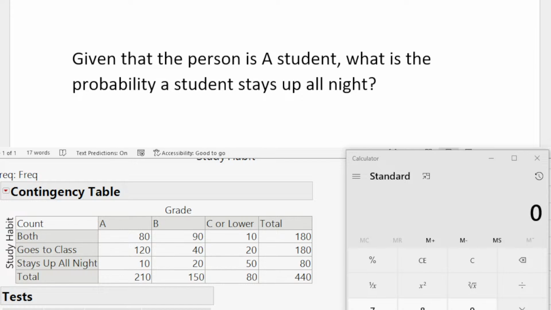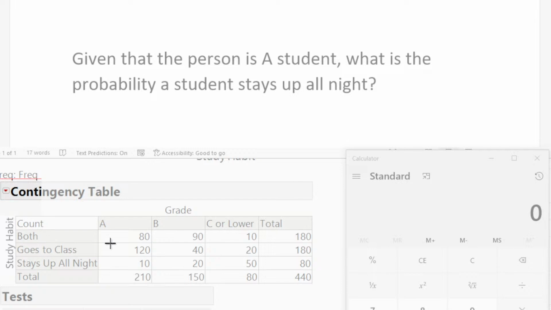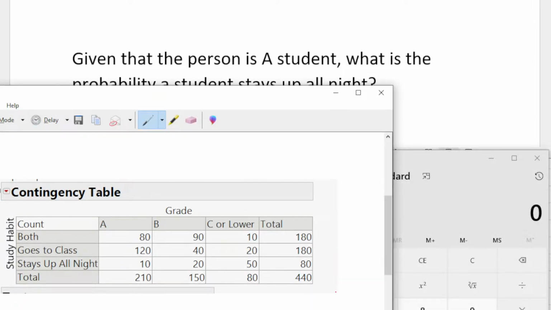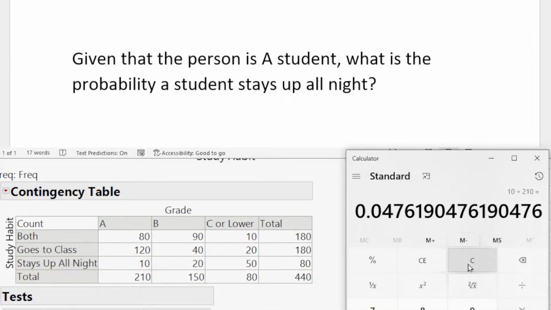So we'd look right here and we'd grab, probably the best thing to do is to draw on it and say, given somebody is an A student, we're only talking about these students right here. So then what's the probability they stay up all night? It's 10 out of 210. Great job right there, Jackson. And that's how we would get it.